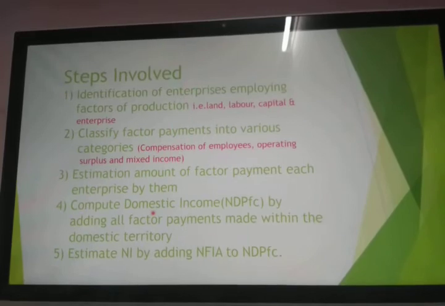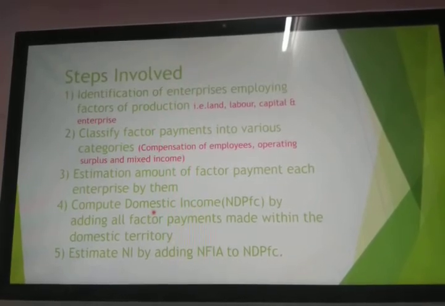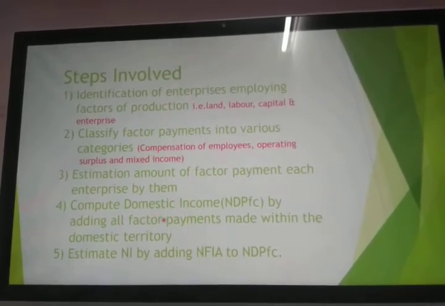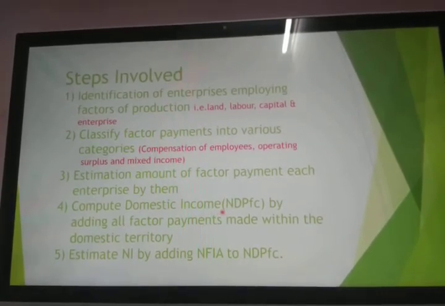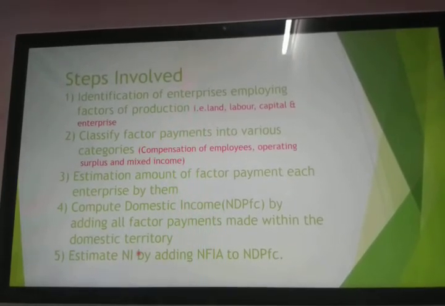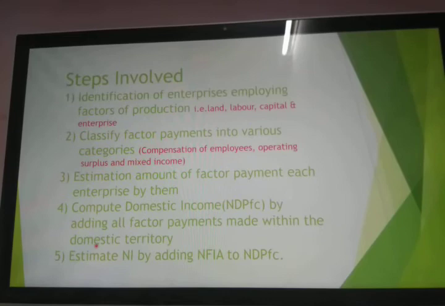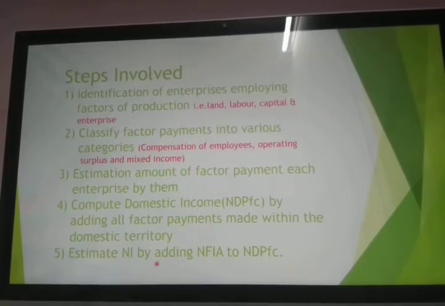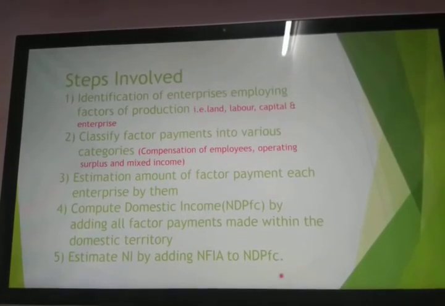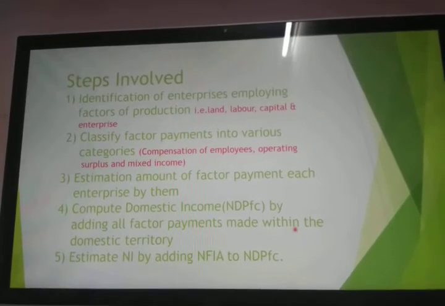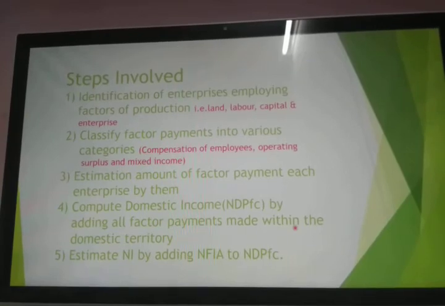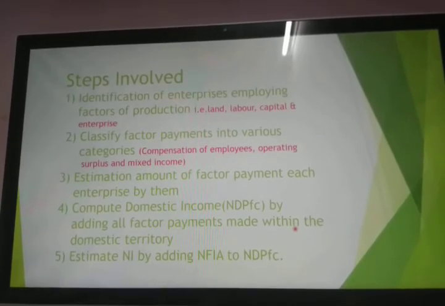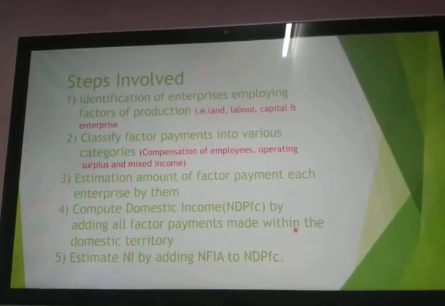Last, we sum up all the factor incomes, and we are able to compute domestic income. To domestic income, we add NFIA, and we calculate national income. So the last step is to estimate national income by adding NFIA to NDPFC. So these are the steps. Very easy and simple steps, so there is no need to make it more complicated. Very simple steps. So be careful about that.